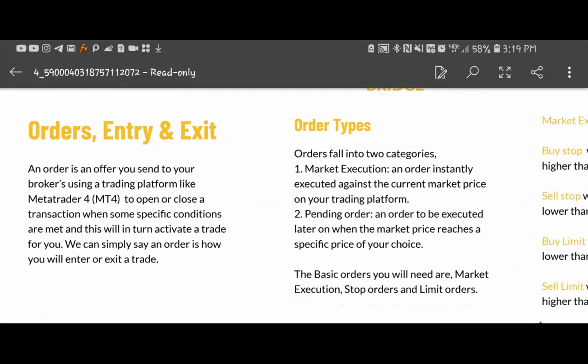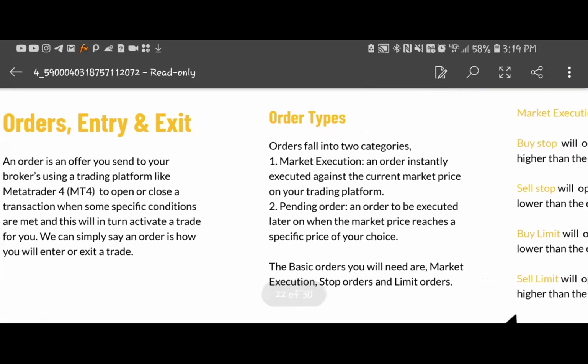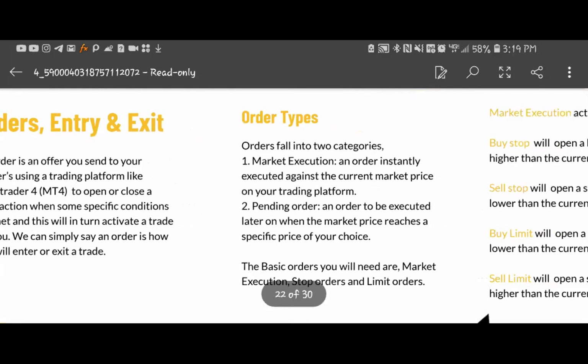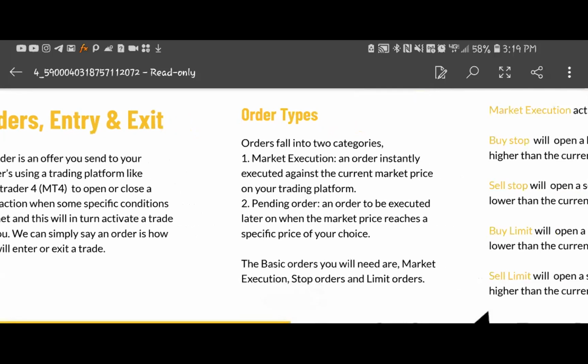Now we have two types of orders. Orders fall into two categories: market execution, which means an order instantly executed against the current market price on your trading platform, right? So market execution is entering a trade at the current market price. Buying and selling by market execution is selling instantly at current price, right? A pending order is an order to be executed later on when the market price reaches a specific price of your choice.